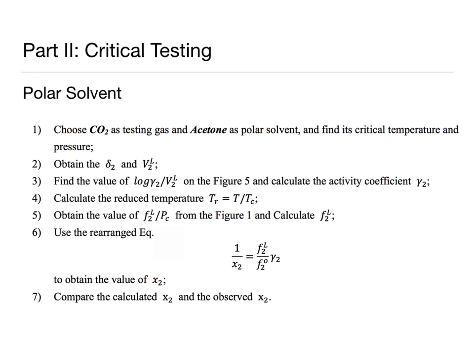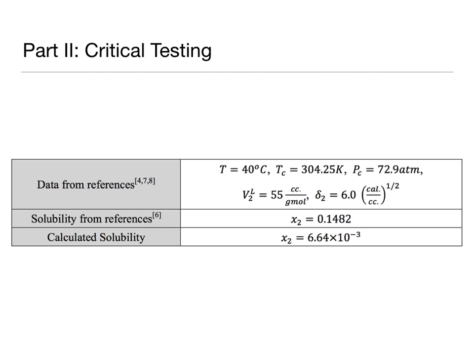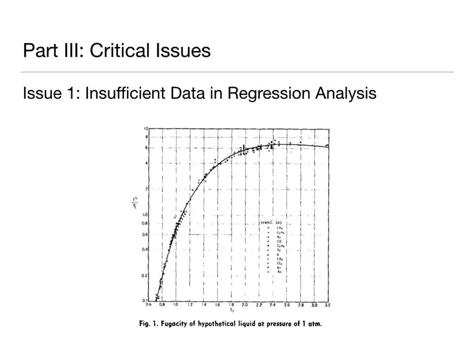For the polar solvent, we choose carbon dioxide as the testing gas and acetone as the polar solvent. We calculate the value of the activity coefficient by using the information from figure 5. Then we use a similar way to calculate the mole fraction. The results show that carbon dioxide cannot match this model and the real solubility is much greater than the calculated value, which indicates that some special influence factor is acting on this gaseous solute.